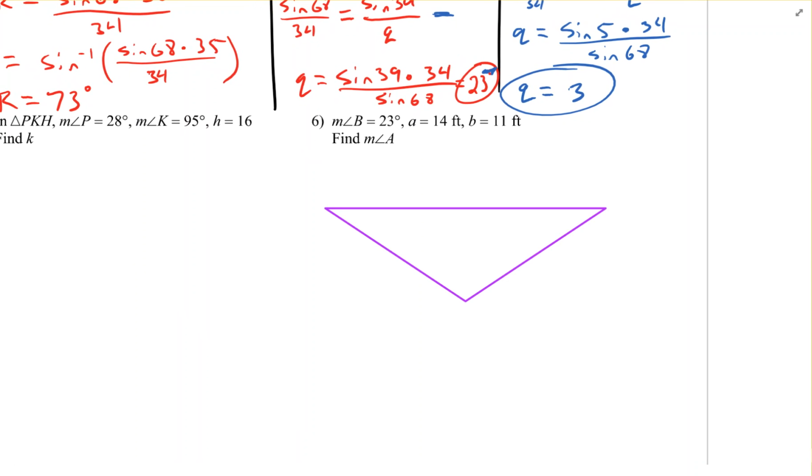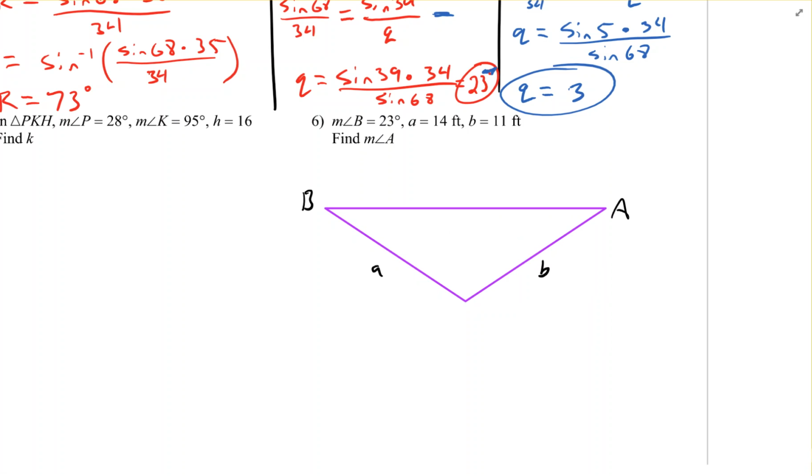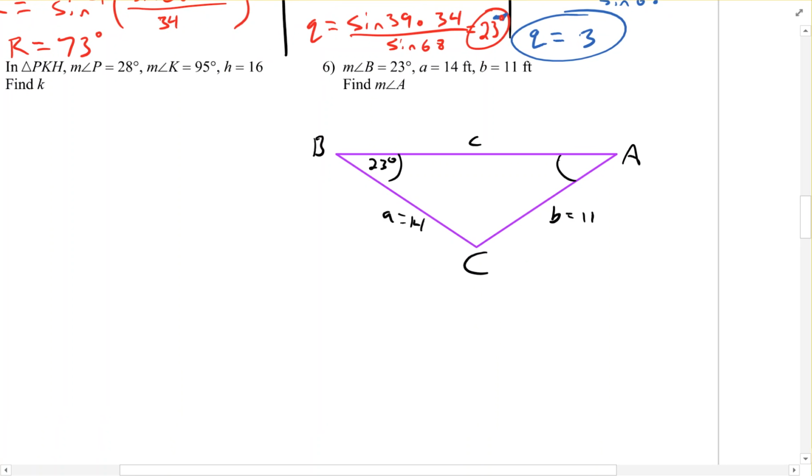Okay, so let's draw a triangle. Hey, I just figured I can draw triangles in one go. That's handy. Okay, anyway. So let's write down B. So make B on this side maybe. And B would be over there. A we'll make over here. And I kind of forgot to say triangle ABC, but anyway, we'll call this side C and that little C there. Okay, so filling this in, we know angle B is 23 degrees. We know A is 14. I'm just going to leave out feet for now just to make things easier. I know B is going to be 11. And we are looking for angle A. So we're looking for this one.